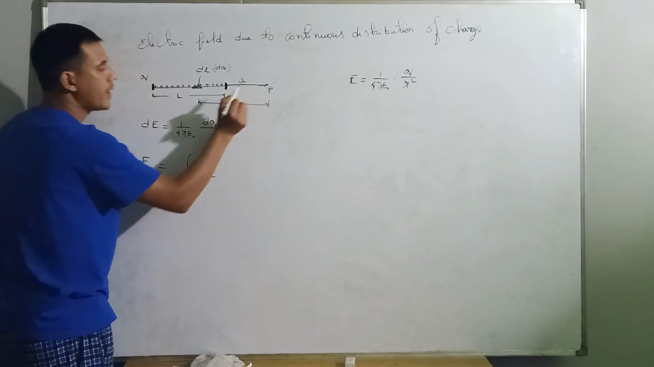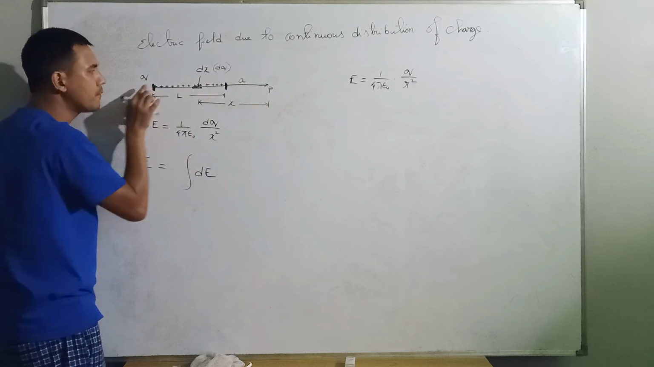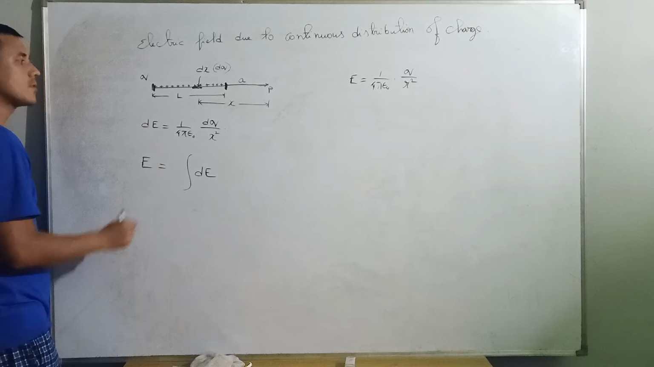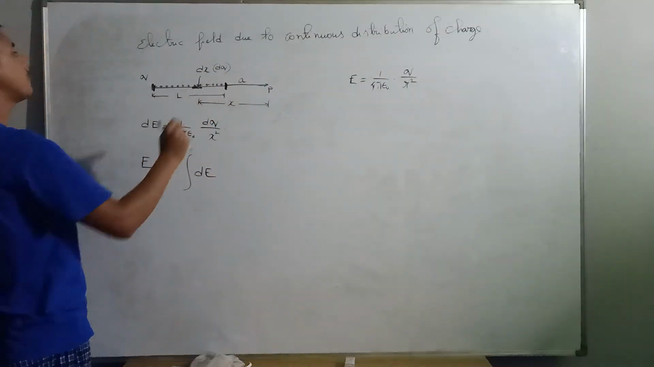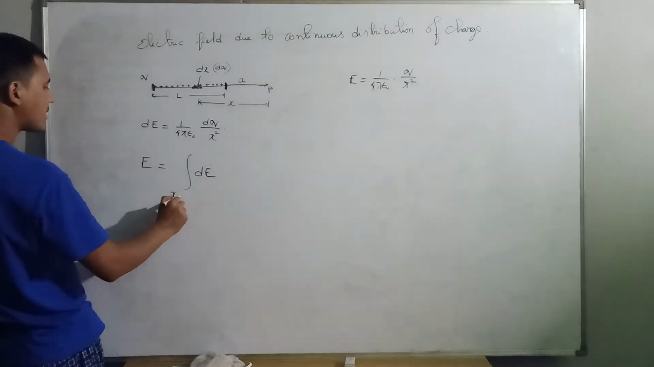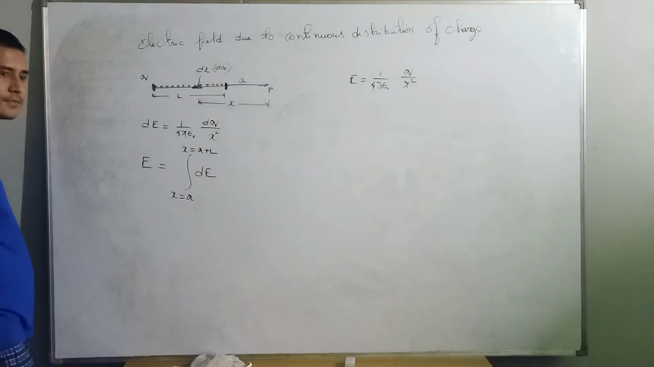And what is the distance of P from the last element? It is L plus A. So we can obtain the total electric field at P by integrating this dE from x equal to A to x equal to A plus L.